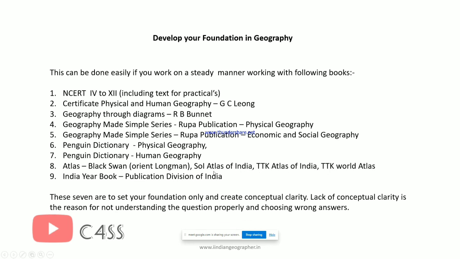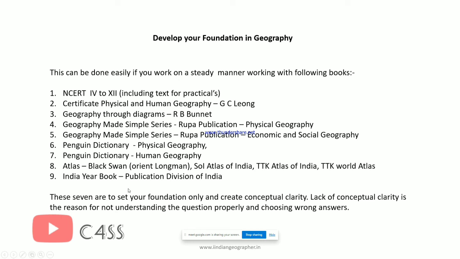Then you can follow any of these atlases, right? Black Swan or Survey of India has produced one of the best atlases that you can have. It covers the entire Indian region, and the new one has even updated the maps of Jammu and Kashmir into two union territories, Ladakh and J&K. So you'll find new maps available there. You can also use this atlas by TTK, which is exclusively for India, and then there is a World Atlas as well.